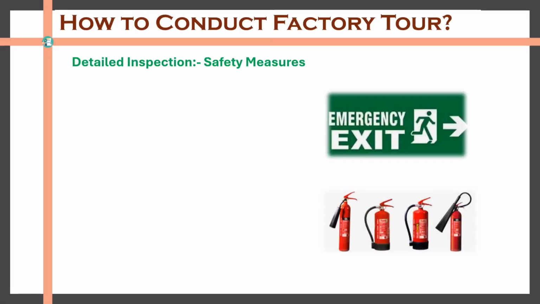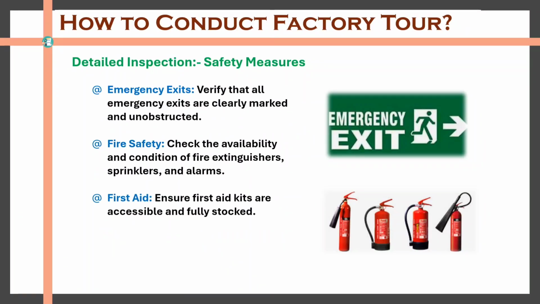Next thing to cover in detailed inspection is safety measures. Emergency exit: verify that all emergency exits are clearly marked and unobstructed. No material should be stored on the pathways of emergency exits. Also, exits should be unlocked.